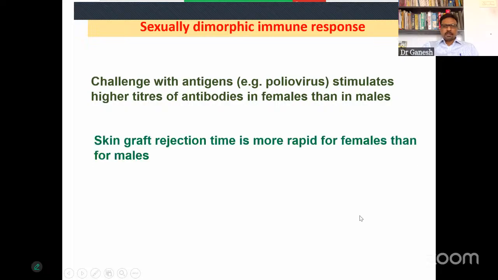And even the skin graft rejection time is more rapid for females than for males. Skin graft rejection means, suppose a portion of the skin from the donor is transplanted to the recipient, and the recipient, if it is not compatible with such kind of transplantations, they reject altogether the grafted tissue. So this kind of rejection time is more rapid in case of the females as compared to the males, which clearly tells us that the female's immune response is highly active.